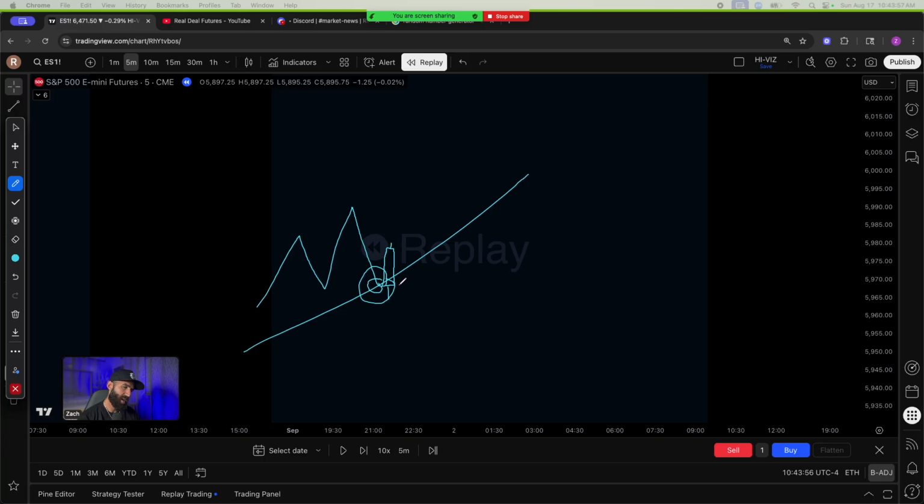Terrible drawing there. We are looking for at least VWAP to get hit, and then a 5-minute candle, bullish, green. In my chart, it's going to be white. That's closing back above VWAP.